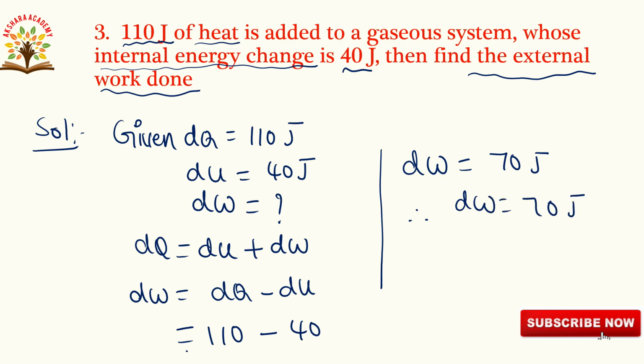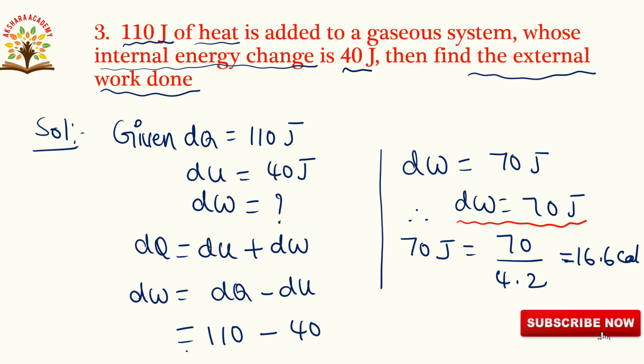In terms of calories, 1 joule is equal to 1 by 4.2 calories. So 70 joules is equal to 70 by 4.2, which is 16.6 calories. In terms of calories 16.6, in terms of joules 70 joules. So either 70 joules or 16.6 calories is a correct answer. The external work done is 70 joules, or 16.6 calories.